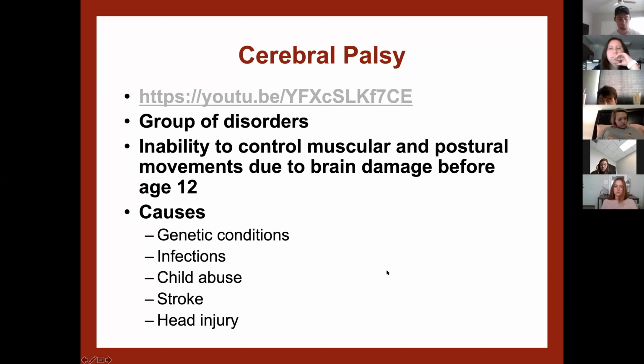All right, cerebral palsy, which we just watched that video about. It's a group of disorders where there's an inability to control muscular and postural movements due to brain damage that happens before age 12. The causes are going to be genetic conditions, certain infections. It could come from child abuse or stroke or a head injury, which could even happen during the birthing process.